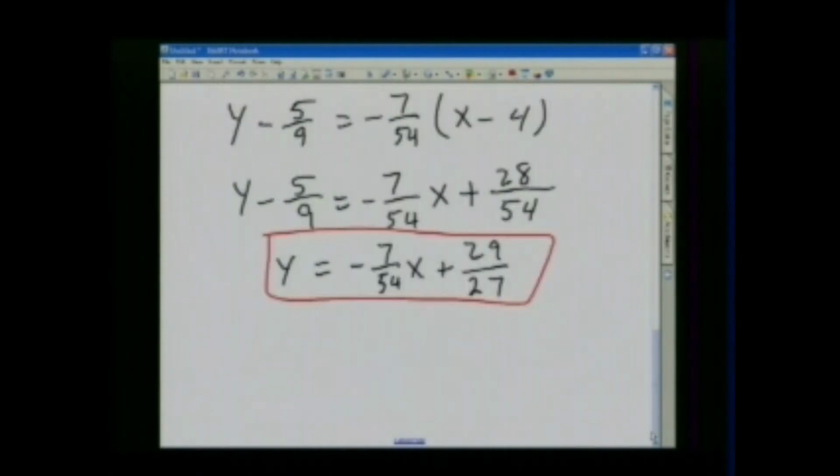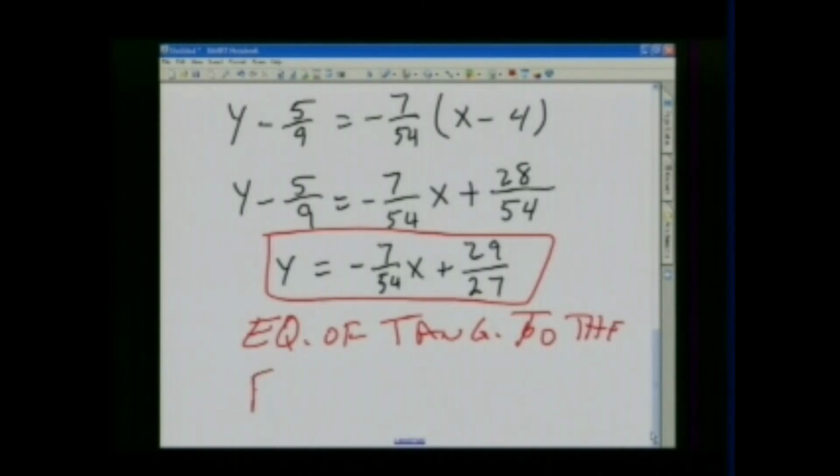This is the equation of tangent to the function at point 4 and 5/9.